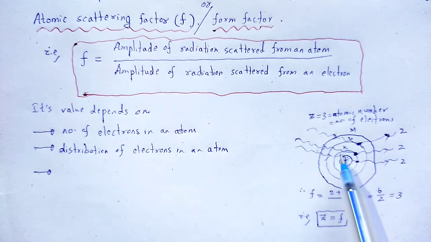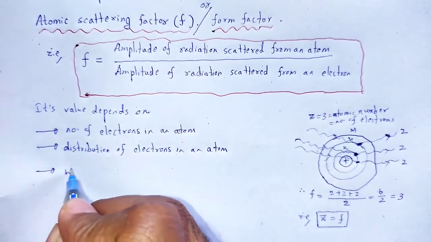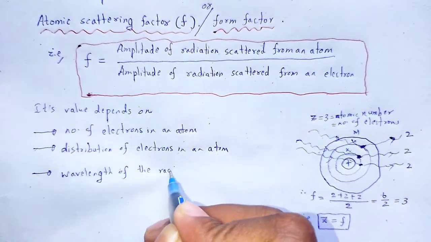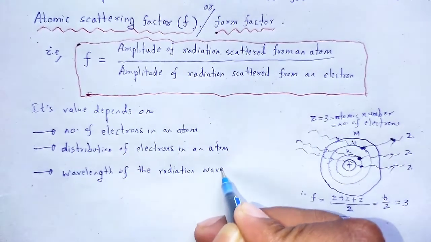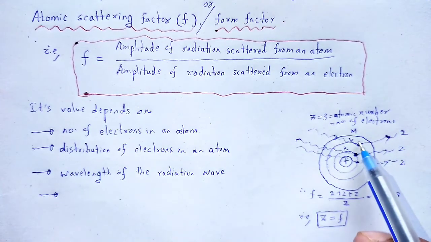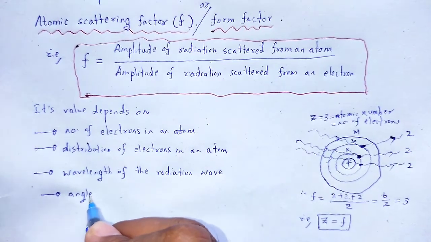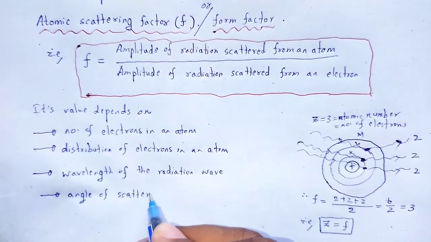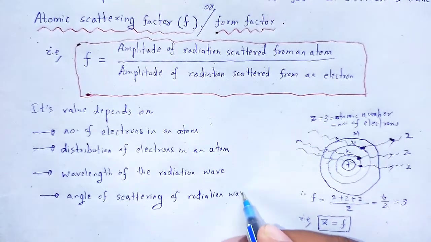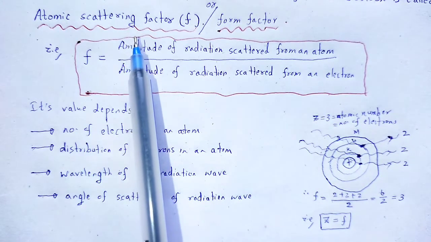It also depends on the wavelength of the radiation wave, as the wavelength indicates the amplitude, and the scattering angle, the angle at which the amplitude of radiations are scattered. These are some basic points on which the atomic factor depends.